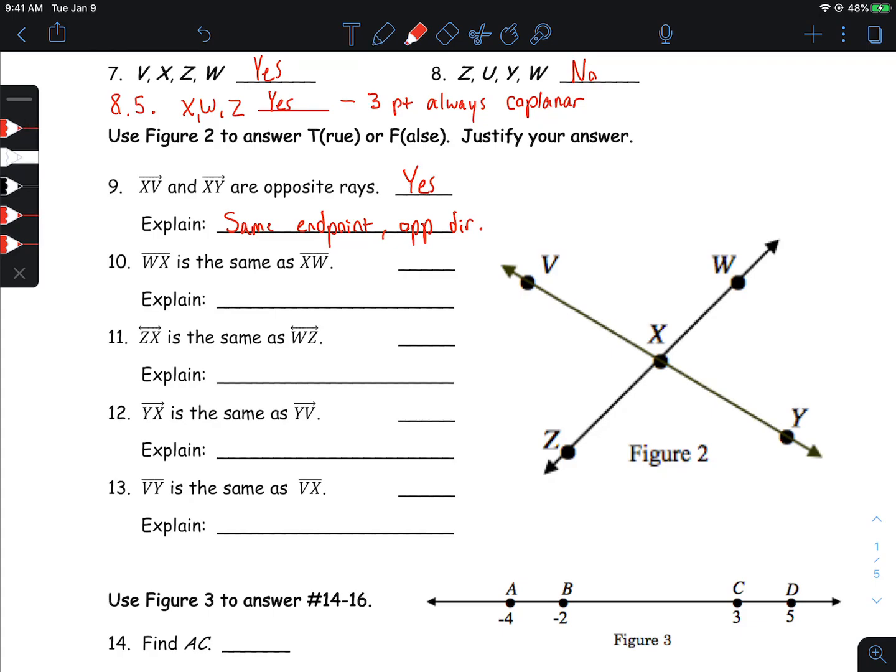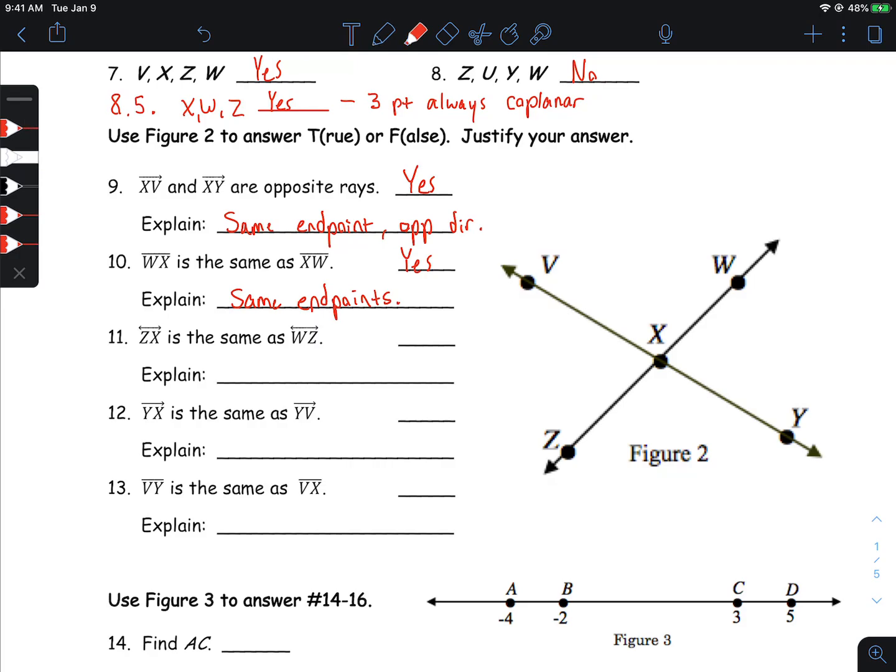Okay, next you have WX is the same thing as XW. Okay, so WX and XW, I would say yes, because those are the same segment. They're asking is segment WX congruent to segment XW, since they have the same endpoints on that one. It's the same endpoints, just written in a different order. Okay, and you can do that with lines, and you can do that with segments, not with rays. Rays have a direction to them.